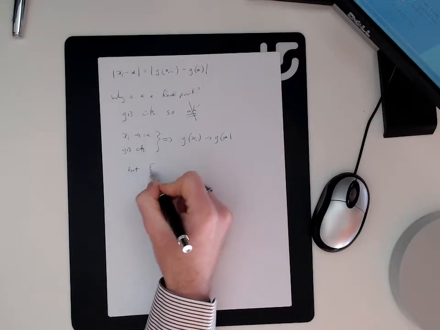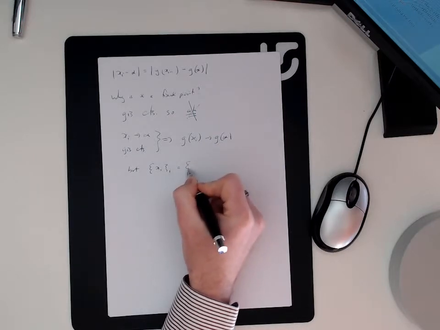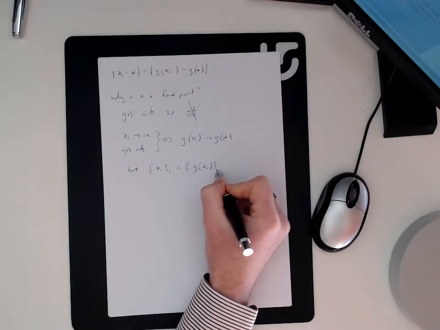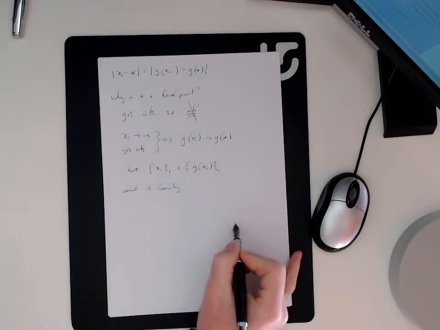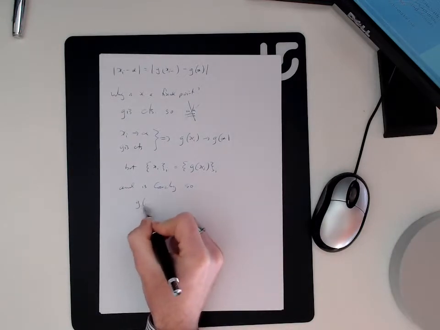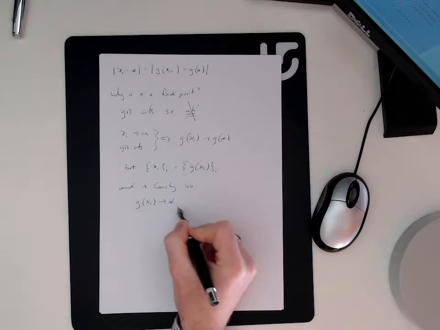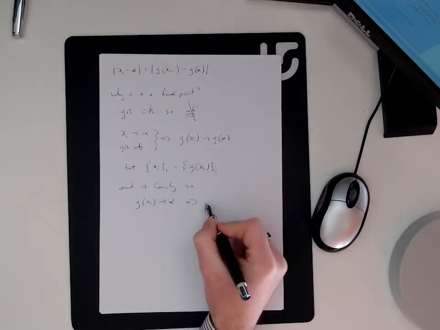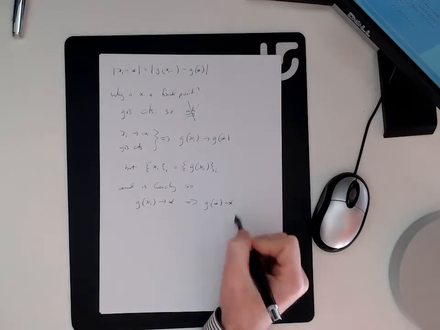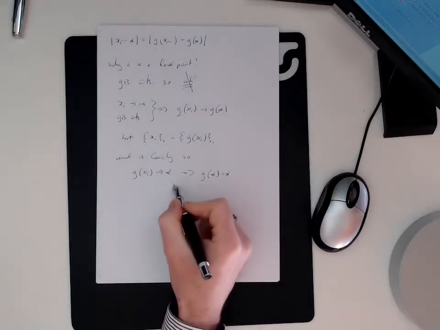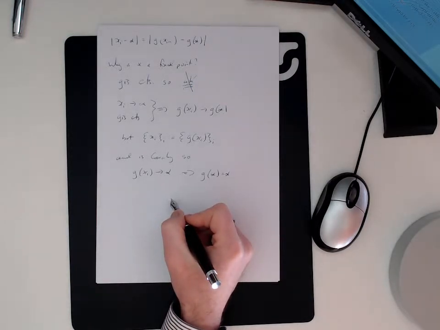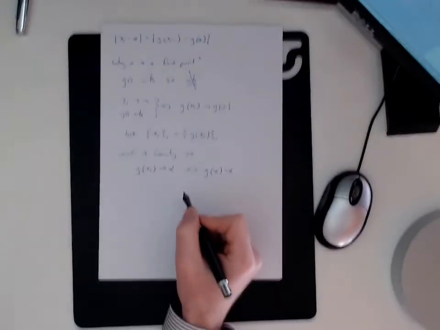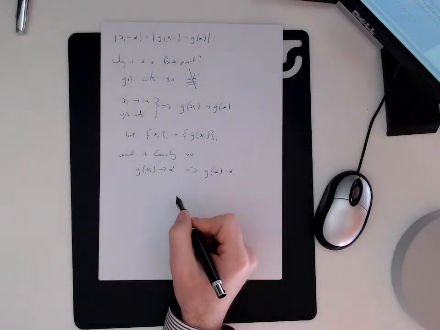But the sequence xi is equal to the sequence G of xi and is Cauchy. So G of xi converges to alpha. And that implies, by Cauchy, that G alpha equals alpha. It also happens to imply uniqueness, but we'll get there in a moment, because the limit points of a Cauchy sequence are unique. Cauchy sequences are great.